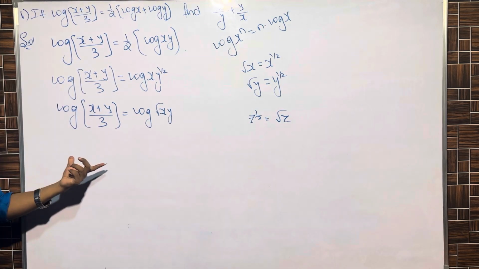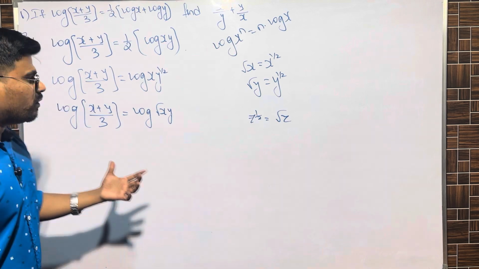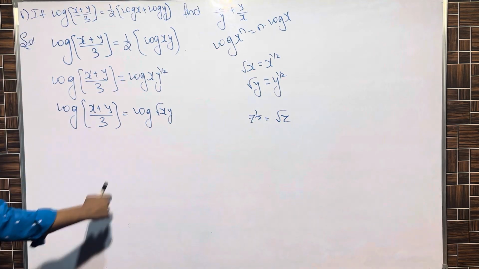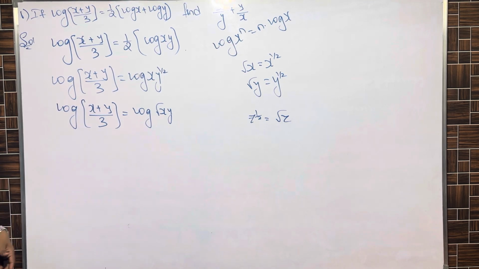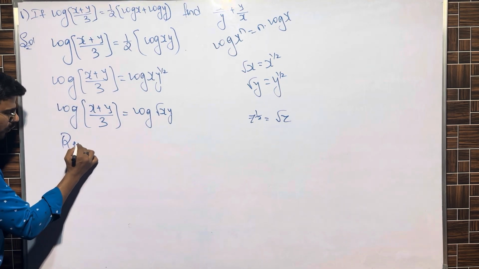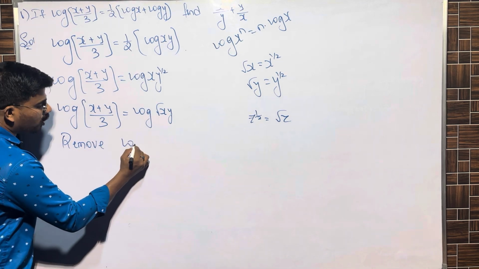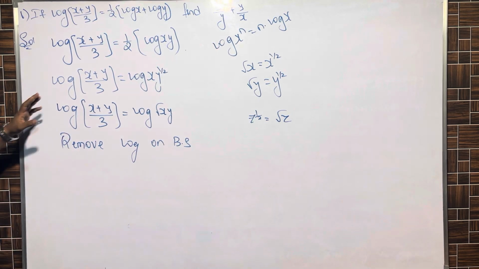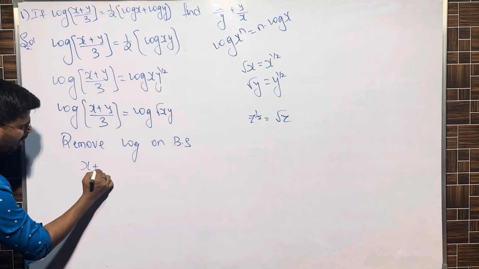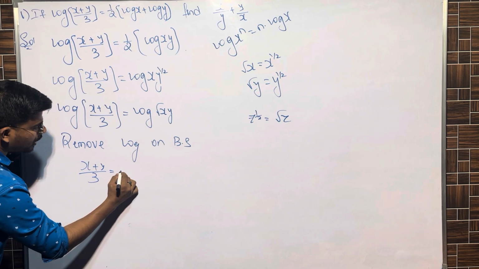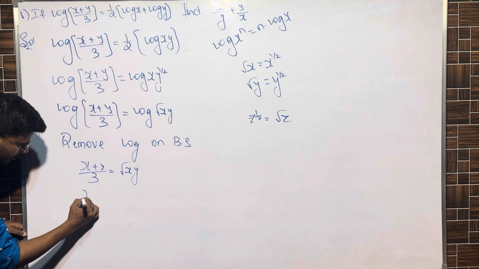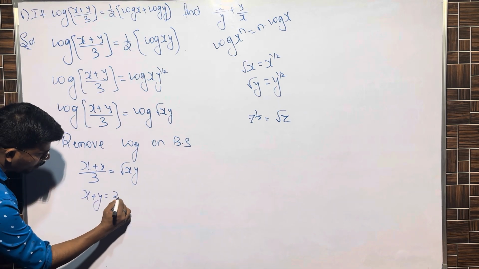So now our main motive has been reached. What were we planning? We were planning to get log of something and log of something. Log is there. Do not cancel the logs. Just write, remove log on both sides. If I remove log on both sides, what else do I have? (x plus y) by 3 is equal to under root xy. This 3 is in division. If I send it over there, it will become multiplication. Very good. x plus y is equal to 3 root xy.